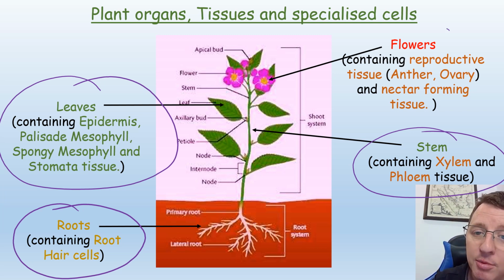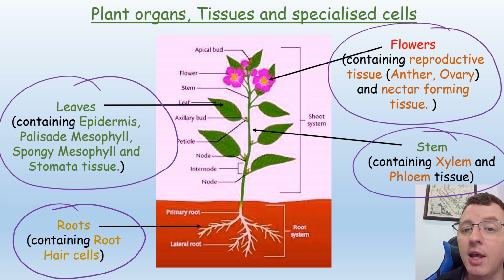And occasionally, when a plant wishes to reproduce, it will create a flower, and flowers contain reproductive tissues such as the anthers, the ovaries, and nectar forming tissues, and the nectar will attract any pollinators.